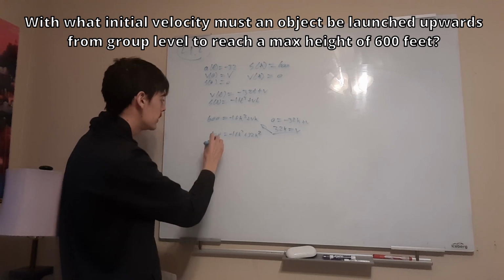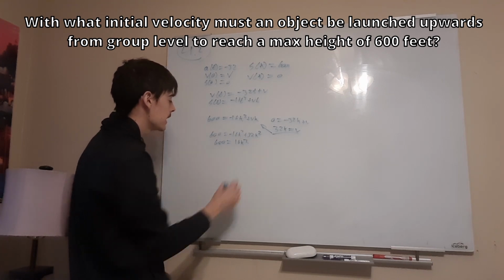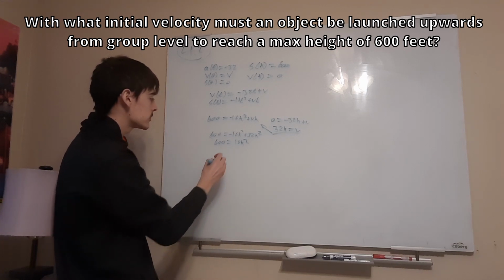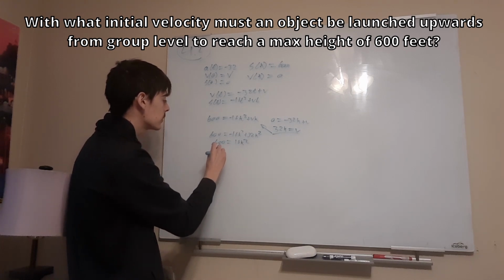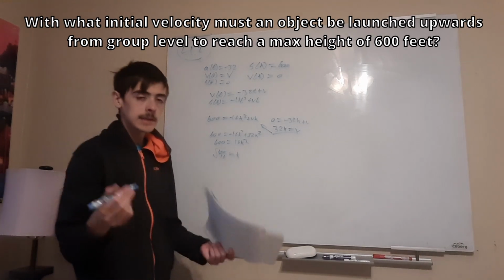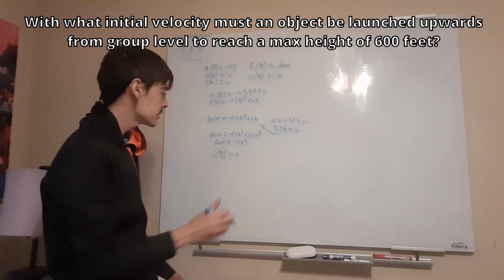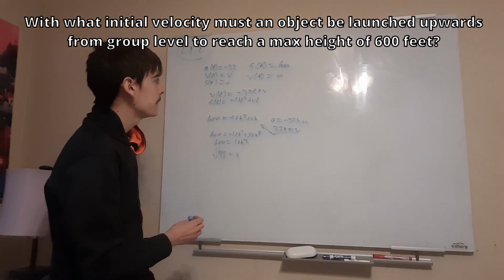Now we can simplify. We will get 600 equals 16k squared. Now if we divide both sides by 16 and square root both sides, we will get the square root of 600 over 16 equals k. Like I said before, we don't want to simplify this because we still want it to be accurate at the end of the answer, but now we have a value for k.